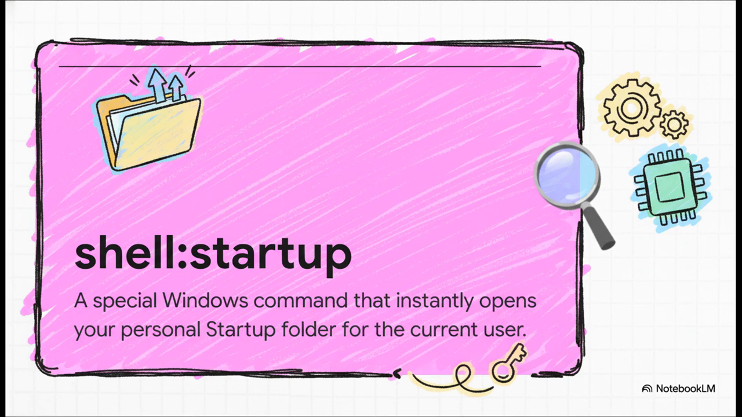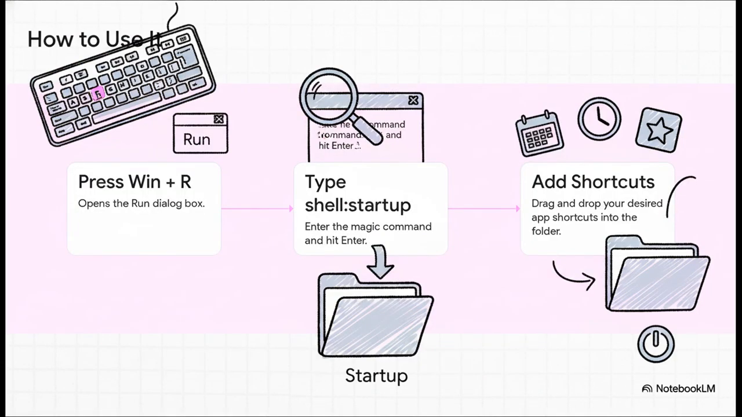This command is your direct key, your VIP pass, to a special folder where Windows looks for programs to launch just for your user account. So how do you use it? It couldn't be simpler. First, just press the Windows key and the R key at the same time. That brings up the little Run box. Second, type in shell:startup and hit Enter. And boom, the folder just appears. Now all you have to do is find the shortcut for the app you want, like your calendar or whatever, and just drag it right into that folder. That's it. Next time you boot up, that app will be ready and waiting for you.